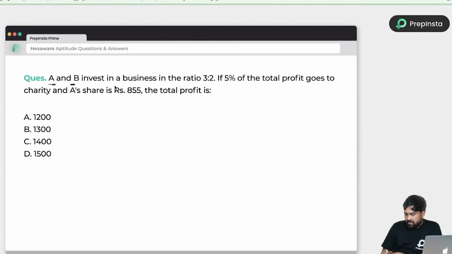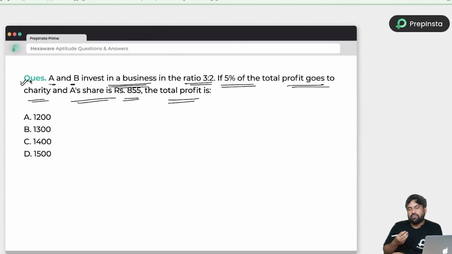A and B invested in a business in the ratio 3:2. If 5% of the total profit goes to charity and A's share is 855 rupees, what is the total profit? So the problem seems easy, but the way of doing the calculation is very important. See, the ratio is 3:2 and A got a share of 855 rupees.